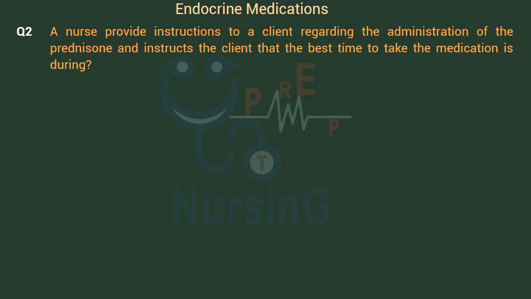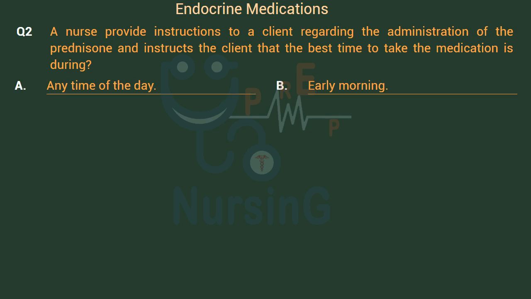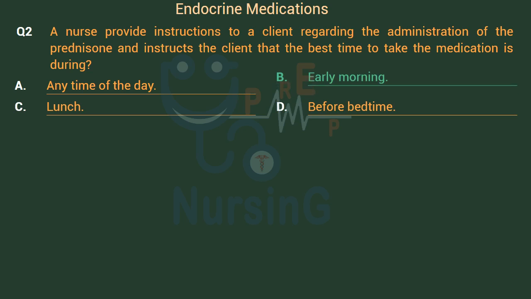A nurse provides instructions to a client regarding the administration of prednisone and instructs the client that the best time to take the medication is during Option A. Any time of the day. Option B. Early morning. Option C. Lunch. Option D. Before bedtime. Right answer is Option B.